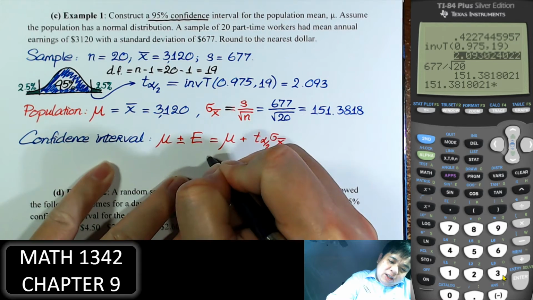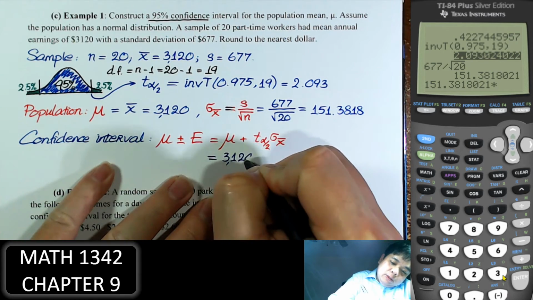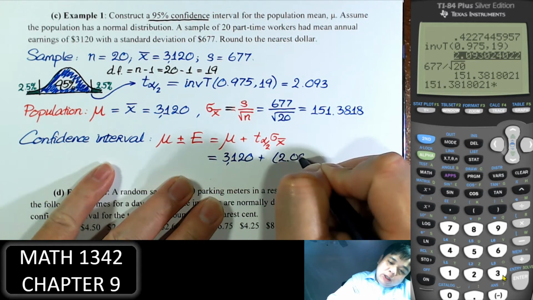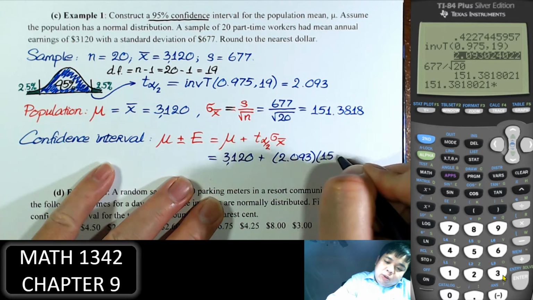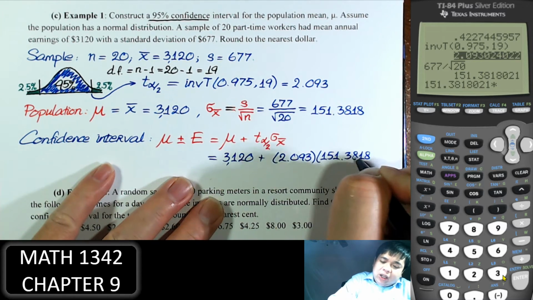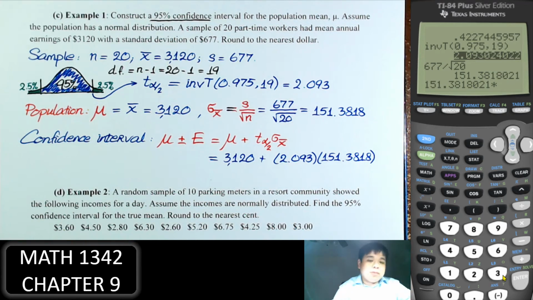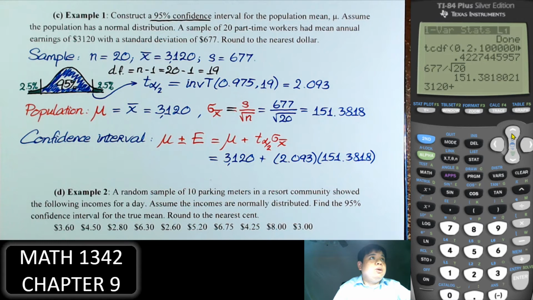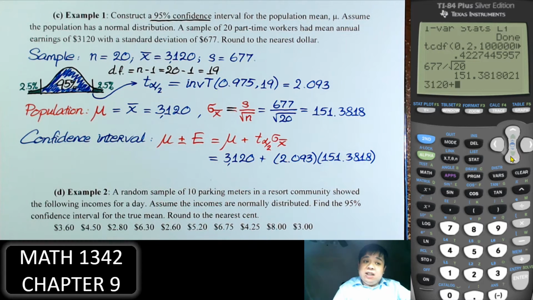So let me just write out the math here. The mean is 3120, t alpha over 2 is 2.093, and the standard deviation is 151.3818. I'm just typing exactly 3120, that is the mean, and then plus the t alpha over 2, 2.093, times the standard deviation of 151.3818.